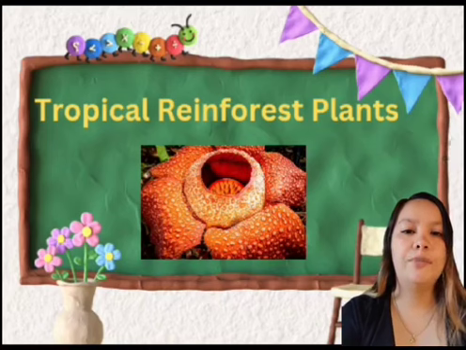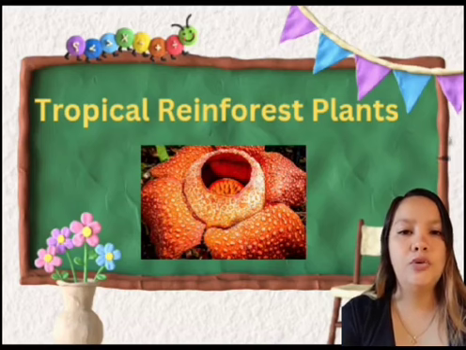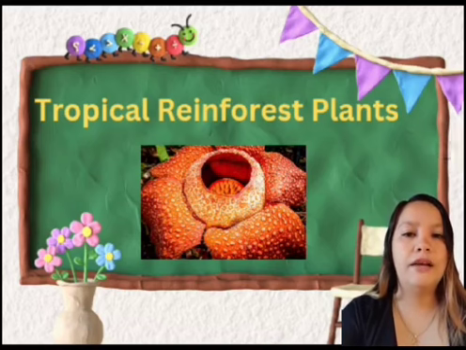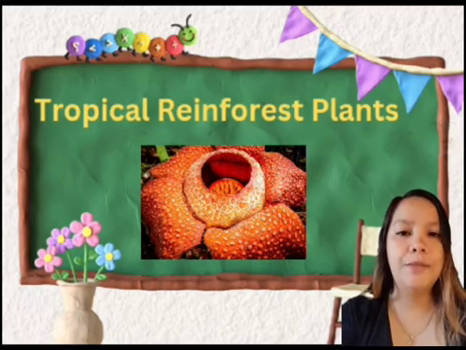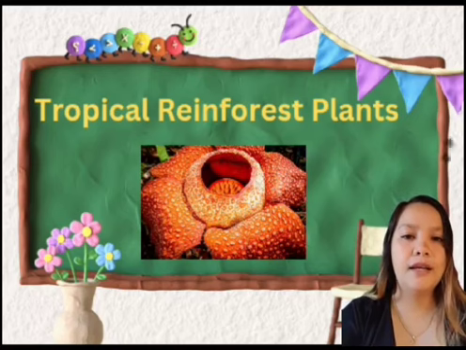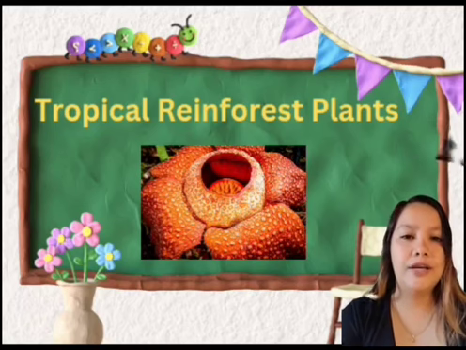Tropical rainforest plants. In this type of habitat, plants grow rapidly and quickly using organic materials left behind by decomposing plants and animals. There is a great diversity of plant species found in the rainforest. Their adaptations are characterized as follows.